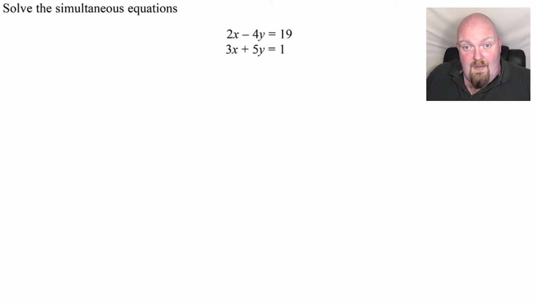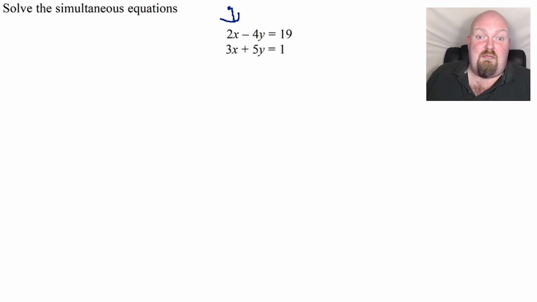Right, in order to solve this question, I'm going to look. Can you see there how I've got 2x and I've got 3x? Well, if I multiply the top by 3, I get 6x. And if I multiply the bottom by 2, I also get 6x. So I'm going to do that to both equations, okay? Because I want the same number of x's in both equations. And for those of you that are learning this for the first time, you'll see why shortly.